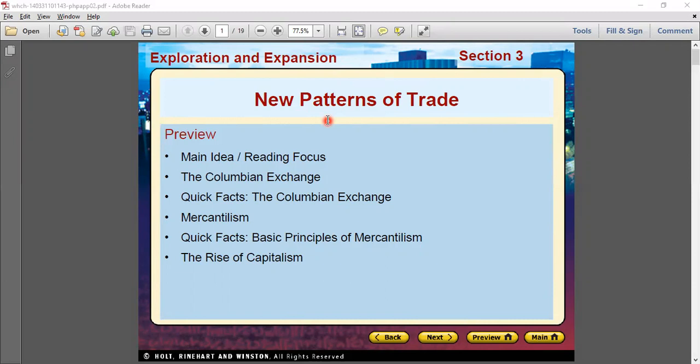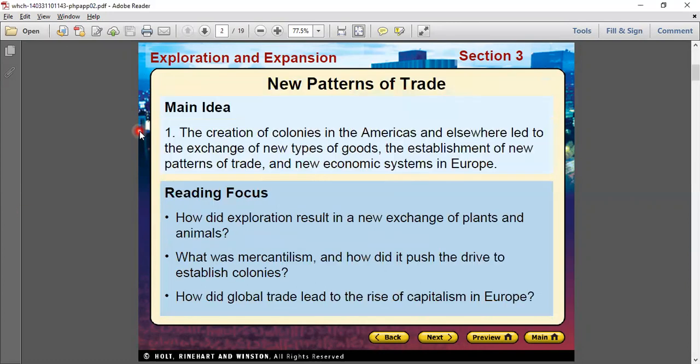Then we talked about conquest and colonies. We said after exploring these places, they started to invade such places or settle down there. And we mentioned that some of them found the places were not ready enough to go there, so they just kept their control from far away. Today we're talking about new patterns of trade between the Europeans and the Americas, especially. So let's check here the main idea.